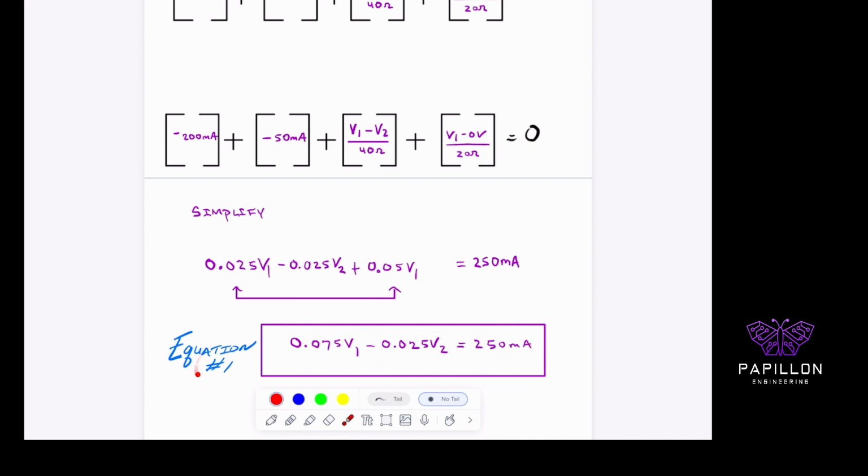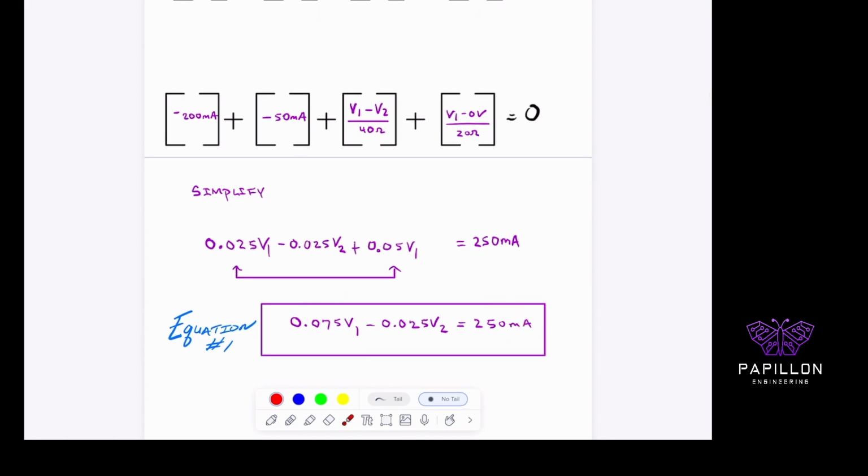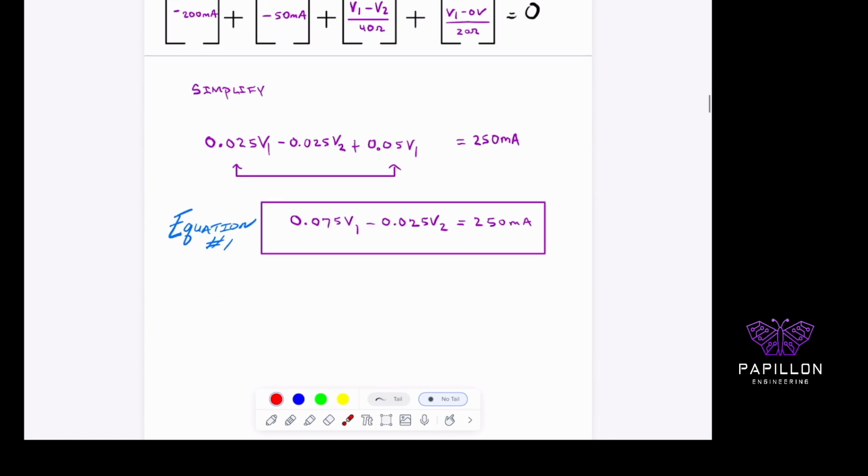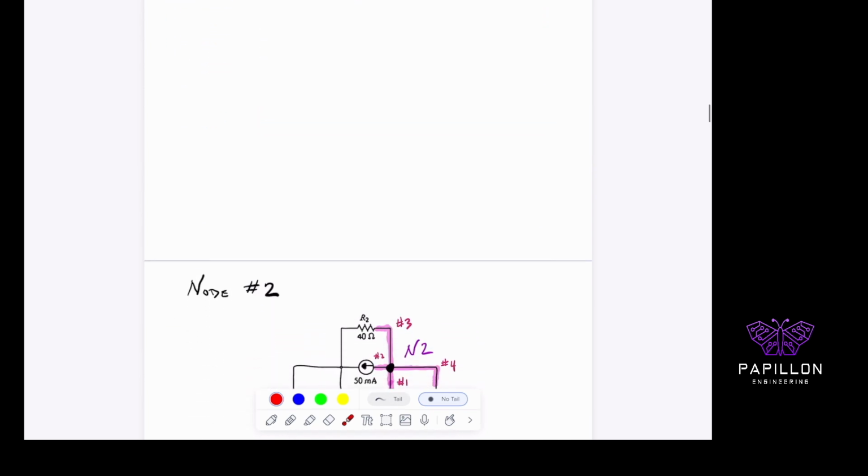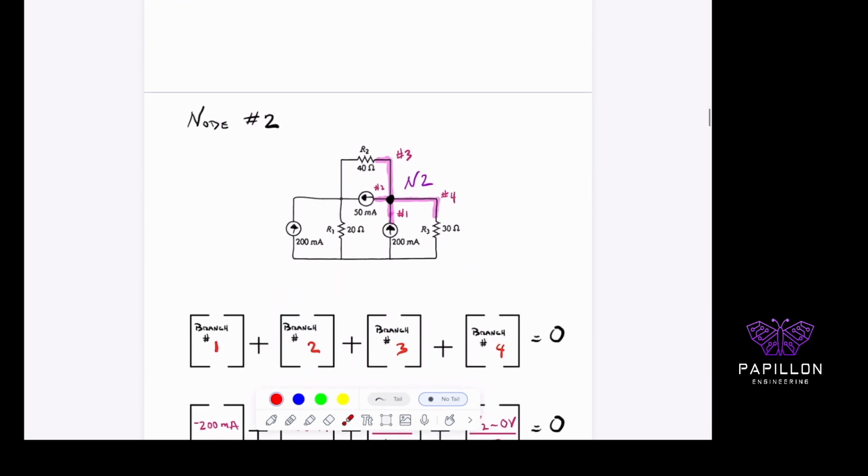Okay, so I have one equation and two unknowns. The unknowns that I don't know are our voltage V1 and our voltage V2. All right, this is how you get a simplified solution. Do not worry, let me go over this one more time so you can see this, and we'll say it to you now using the second node.